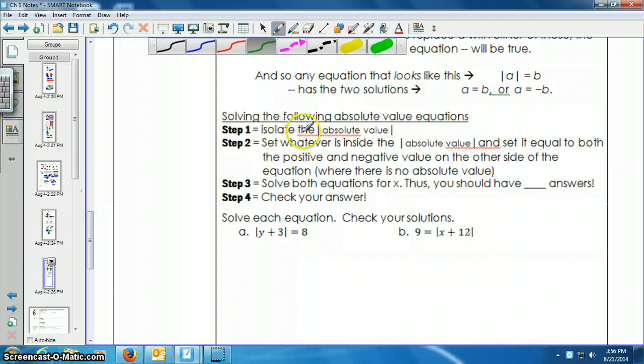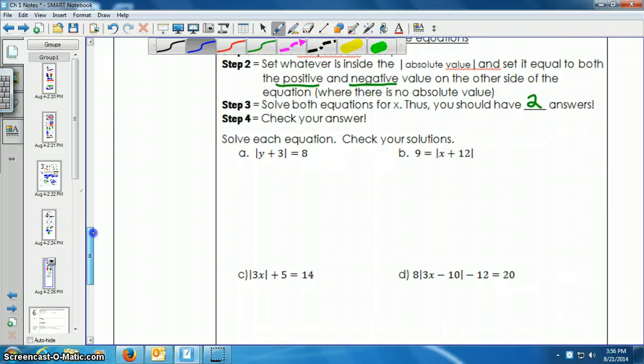So our first step is to isolate the absolute value. That's the most important part. So you can't start until one side is just things that are inside that absolute value brackets. Then we're going to set whatever's inside to both positive and negative value of whatever's on that other side. So solving both equations for x, we would end up with 2 answers. And then we would plug those back in and check and make sure that those were correct.